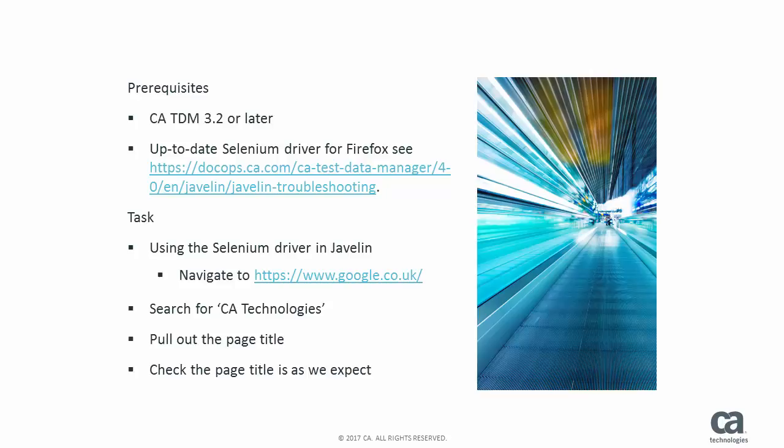And so we move to the task. The task is to use the Selenium driver in Javelin and navigate to the Google homepage. Then in the search bar, search for CA Technologies, click the search button, and then we'll pull out the page title. And then we'll compare this page title with what we think should have been pulled out.